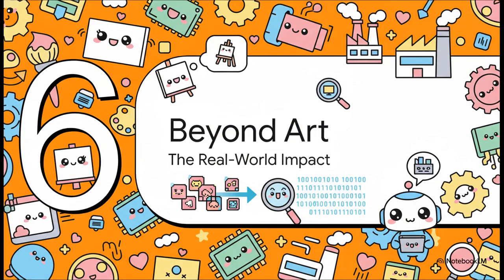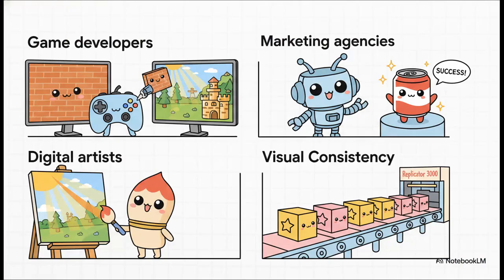Now this is amazing for artists for sure, but the implications here go so much further. This whole technique of deconstructing an image into data is about to have a massive impact across a ton of different industries. Just think about it for a second. Game developers can now pull prompts for specific textures they want to create. Marketing agencies can finally ensure perfect visual consistency by reverse engineering their own brand assets. Any digital artist can find a lighting style they love in a photo and apply that exact style to their own work. I mean, this solves some huge workflow problems.